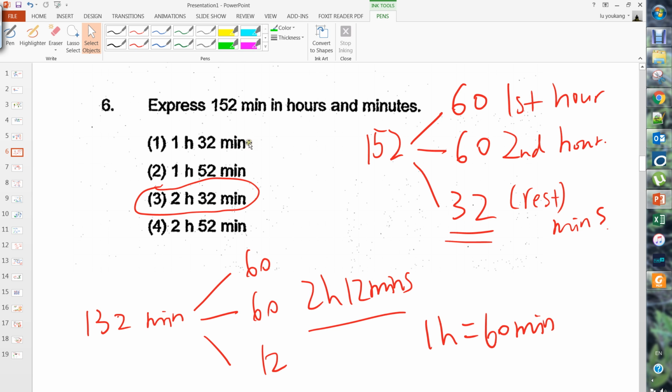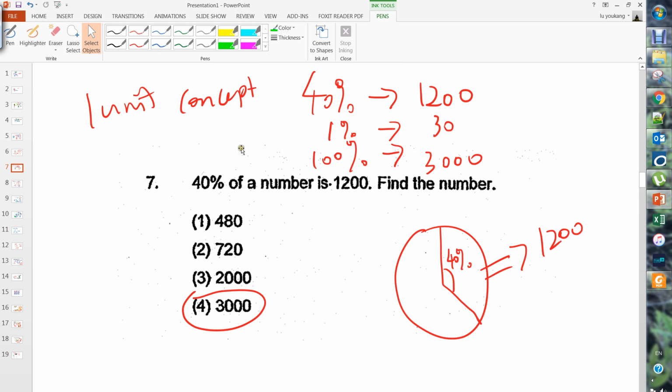Next. Question 6. Express. Don't make this mistake again. This is another branch method and distribution. Right? Distribution. Can you see the distribution? Okay, next. So, this is one unique concept. So, 40% is 1200, 1% is 30, and then 100%, that's why it's 3000.